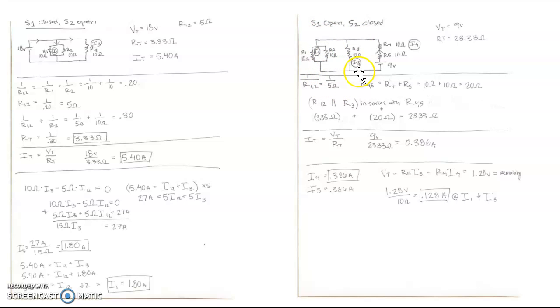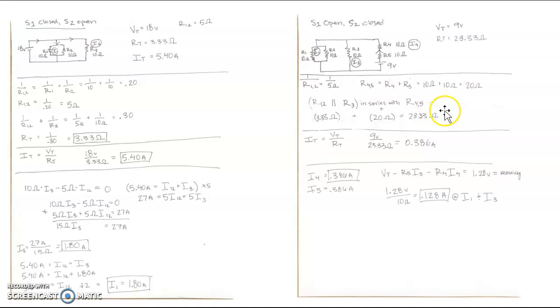And then since these two are in parallel, R1, R2, I'm going to just call it R12, is in parallel with R3, and then that is in series with R4 and R5. I knew that already R12 is 3.33 ohms, so I knew that this would equal this, and then in series with R4, R5. So 10 ohms plus 10 ohms is 20 ohms. So I can add these together and I get 23.33 ohms.